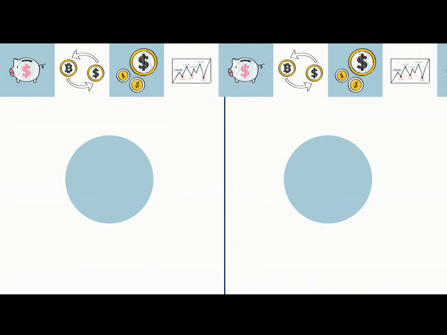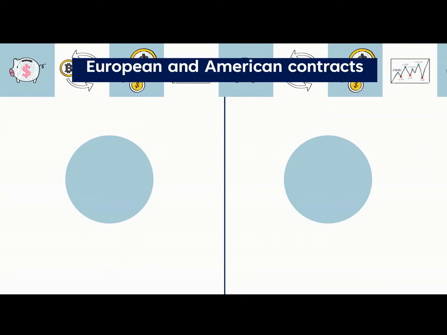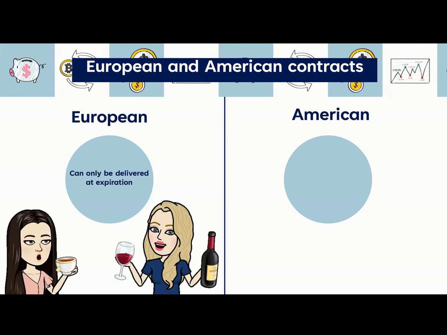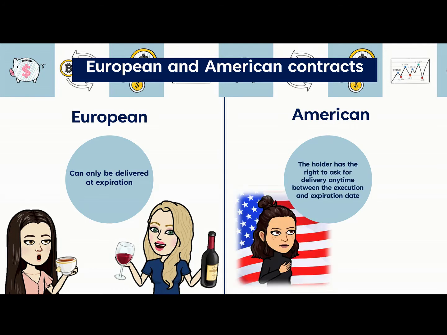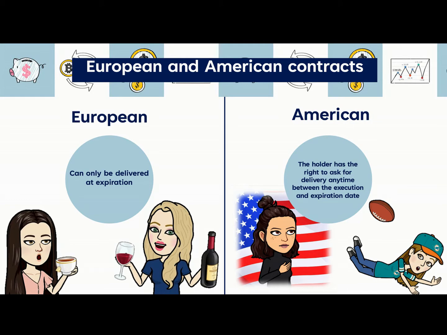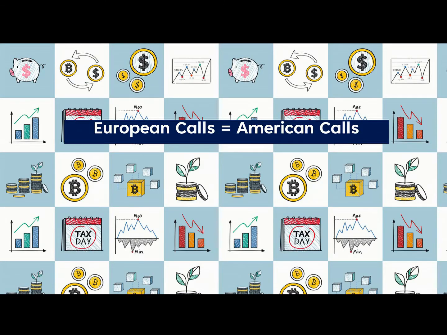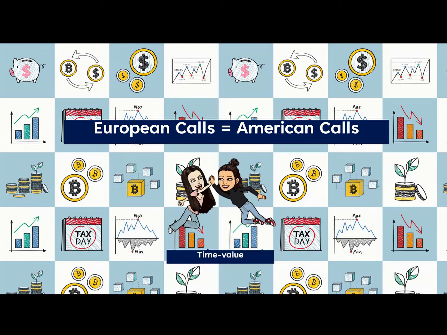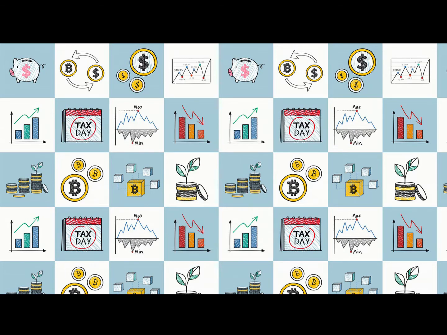Now we're going to see what are the American and European contracts. There are two types of options. The European options that can only be delivered at the expiration, and American options where the holder has the right to ask for the delivery anytime between the execution and the expiration date. Nonetheless, American calls are the same as European calls, since calls are never to be delivered before expiration, only sold, because of the time value.